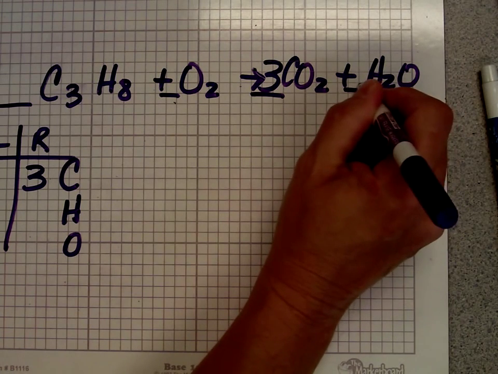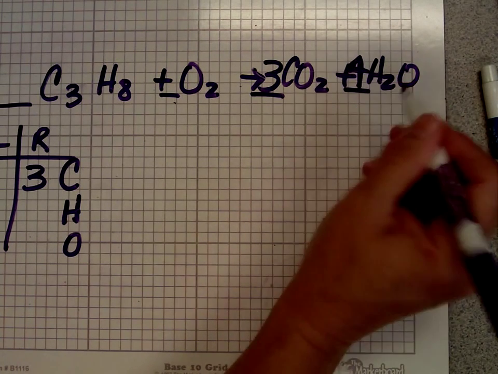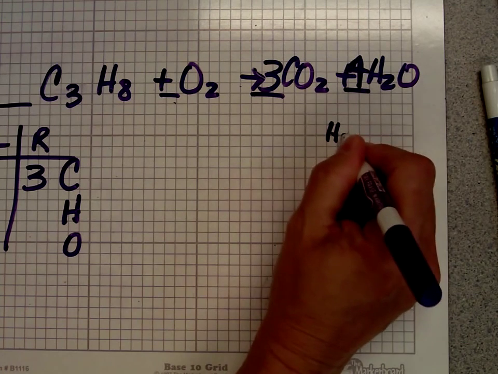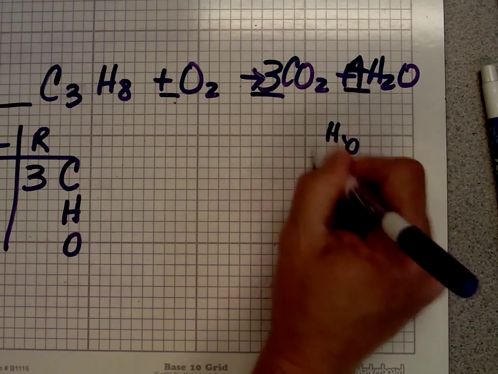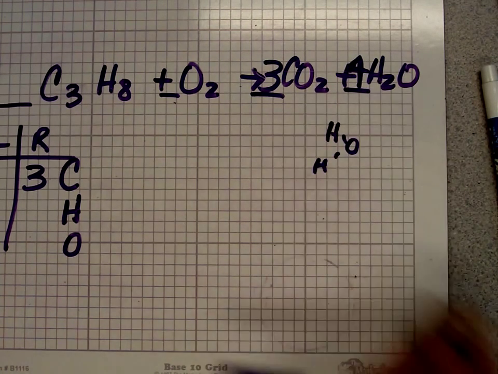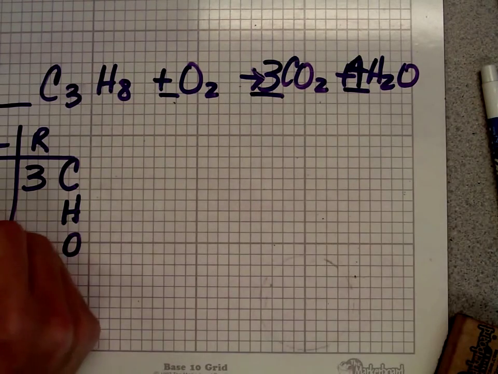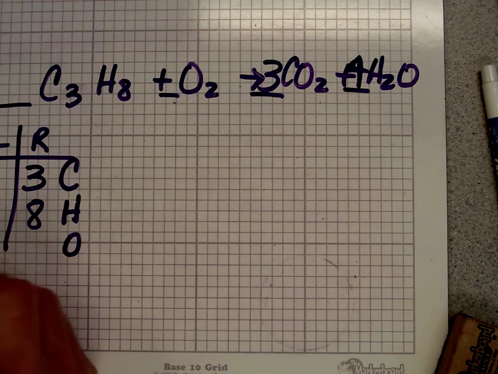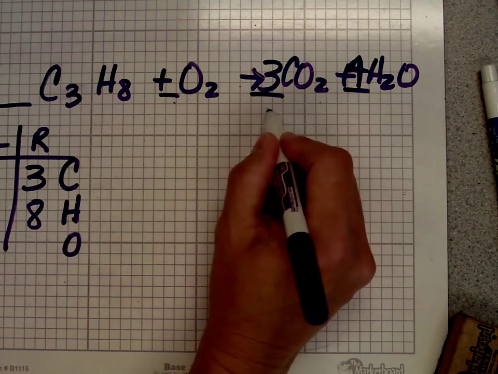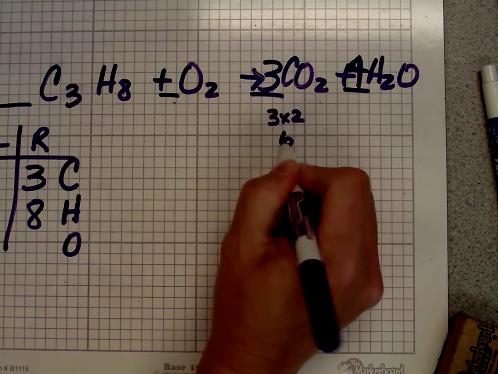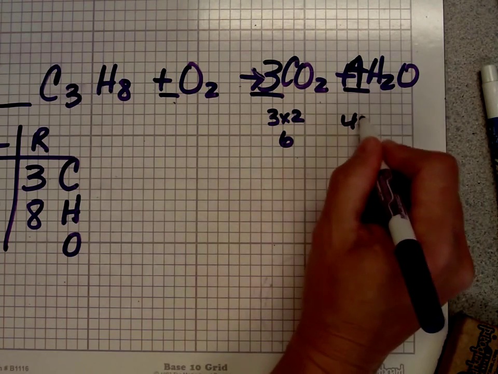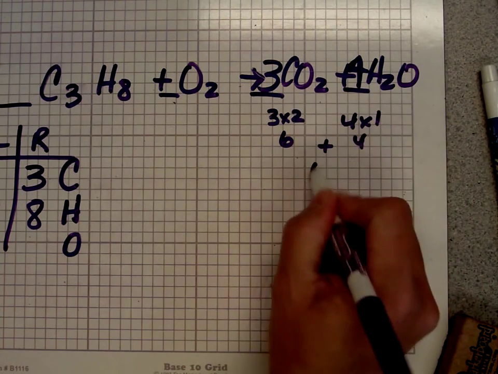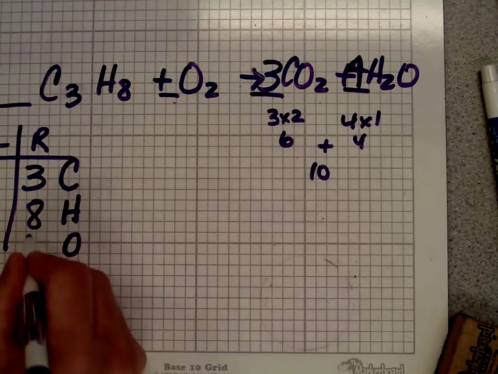So to change that to 8, I'm going to have 4 of these little puppies called H2O, because each one of those looks like that. So if I had 4 of those all together, I would have 8 hydrogens. So 8 on the left, 8 on the right. Now let's look at oxygen. I have 2 on the left, but on the right I have 3 times 2, so I have 6, and then 4 times 1, so I have 4. So altogether I have 10 oxygens, but I only have 2 here.